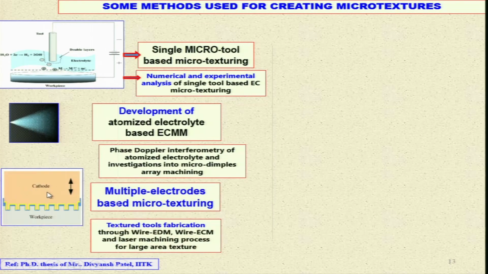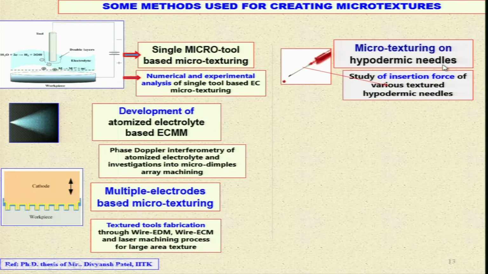Here you can see this is the cathode and these are the multiple tools, and here is the workpiece and you are sinking it and you will find electrolyte is there and you will find that multiple textures are created over there. Multiple electrodes based microtexturing, textured tools fabrication through wire EDM, wire ECM and laser machining process for large area texturing. You have to develop the tool also, that you can do using the wire EDM process, wire ECM process or other processes also.